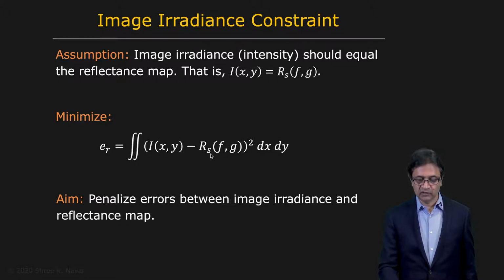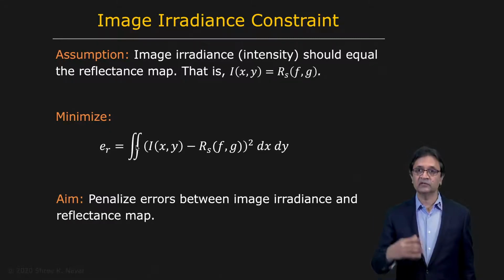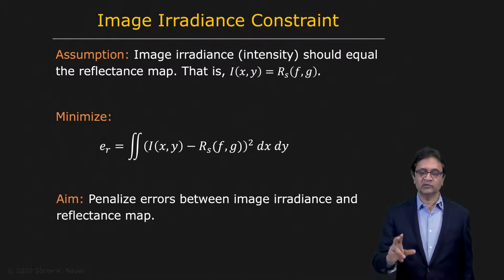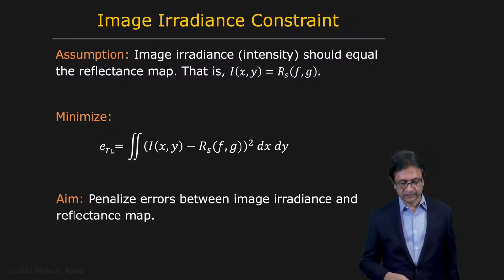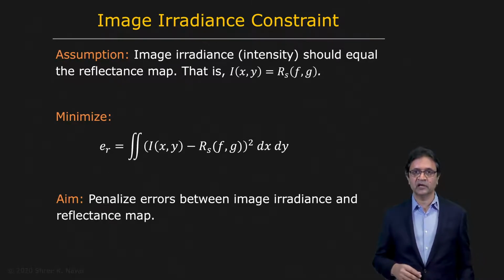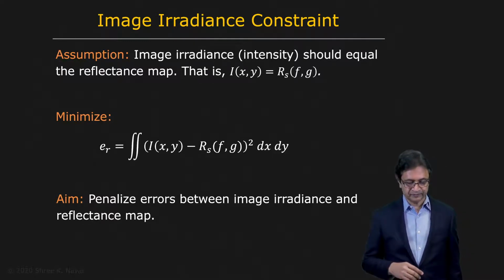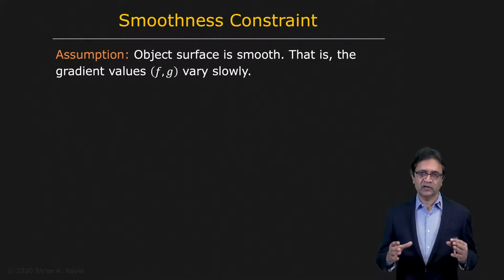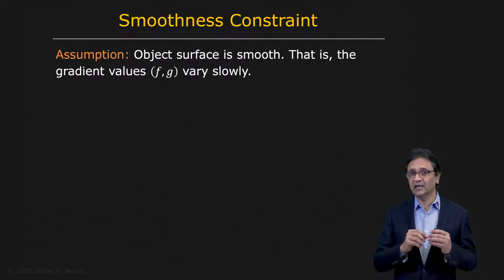And so we're going to subtract these two and square it, integrate it over the entire image, and we want that error to be as small as possible. We want to penalize that error. In other words, we want to find FG values that make this error as small as possible. That makes complete sense. That's just the most fundamental constraint we have, which is the image irradiance constraint or the image intensity constraint. All right, and now we need to throw in one more constraint. Remember, thus far, all the constraints we have to do with individual pixels or points on the surface.